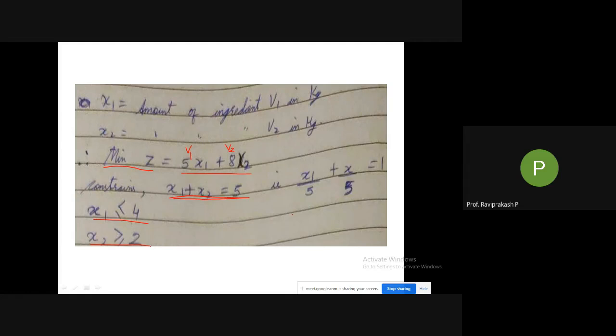So use these objective function and constraints and draw the graph now. Draw and tell me what the minimum is. They have asked for the minimum, right? So how much is the minimum?